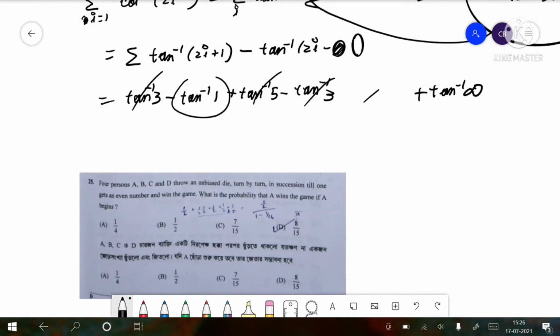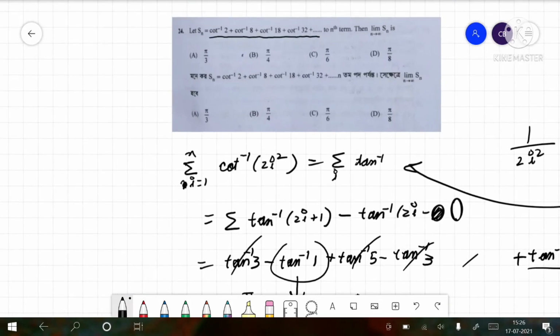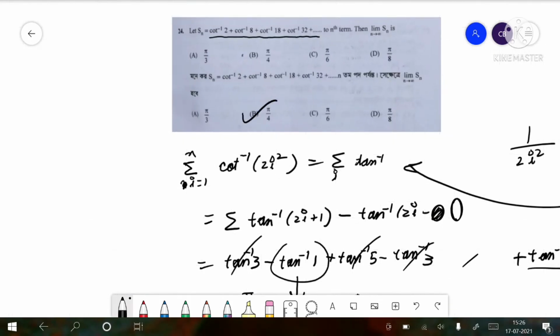So as the limit tends to infinity, tan inverse of infinity becomes pi by 2 and tan inverse 1 is pi by 4. So the answer is pi by 2 minus pi by 4, which is pi by 4. So the answer is option B.